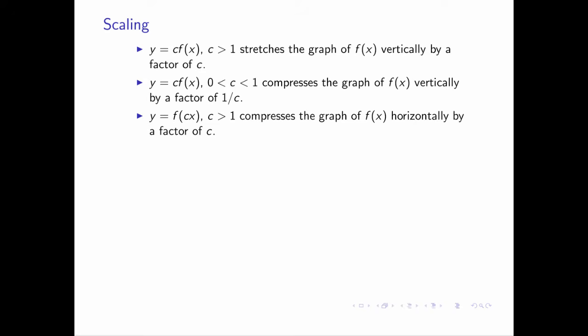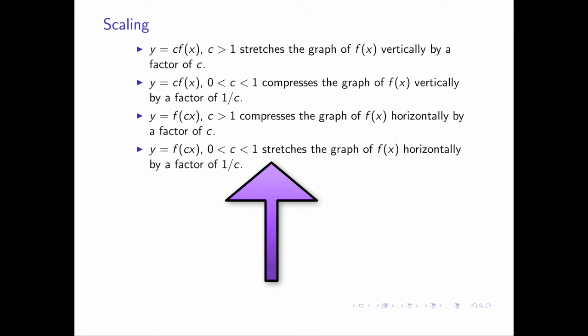Likewise, if we want to change the graph in the horizontal direction, we put the c inside the argument to the function, and we say f of cx. If c is bigger than 1, this will compress the graph horizontally, and if c is less than 1 but bigger than 0, it'll stretch the graph.